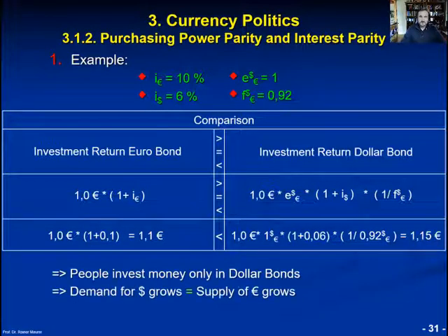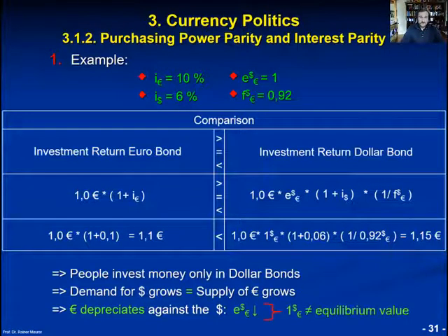As a result, the demand for dollar grows, which means at the same time the supply of euro grows. As a result, the euro depreciates against the dollar. And this means that a spot exchange rate of $1 per euro cannot be the equilibrium exchange rate.